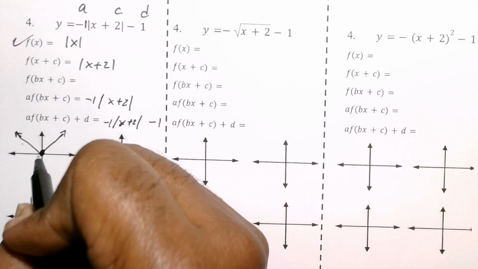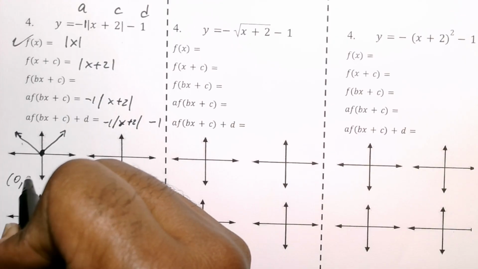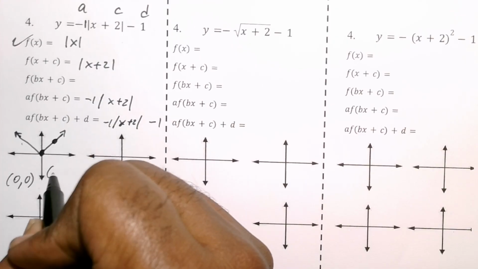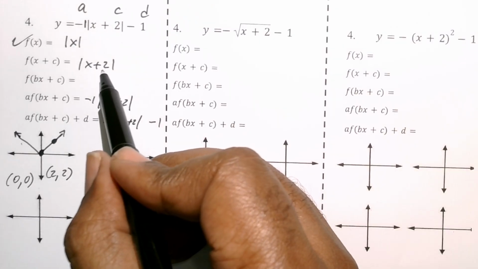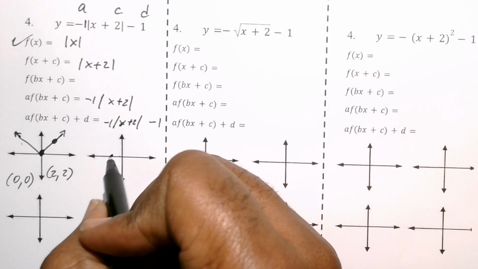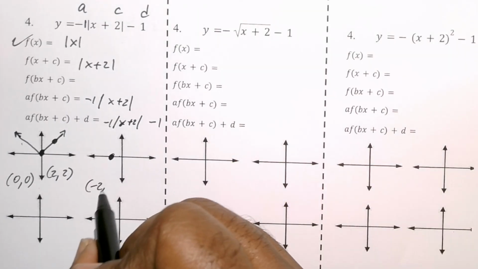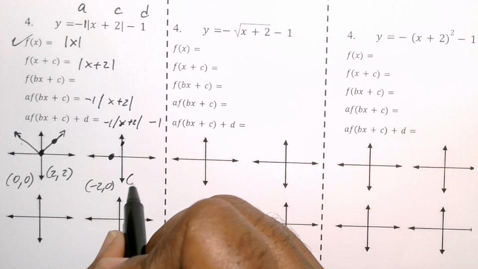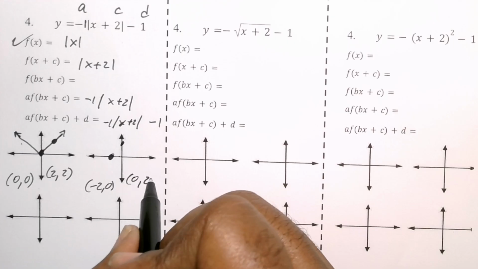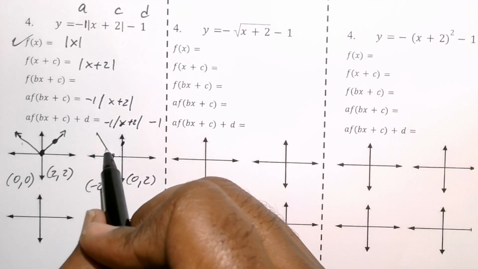And we know our anchor points we used before, 0, 0, and we also used a 2, 2. All right, when we move everything to the right 2 times, the 0, 0 moves over to -2, 0, and the 2, 2 moves over to 0, 2. And then the orientation again remains the same.